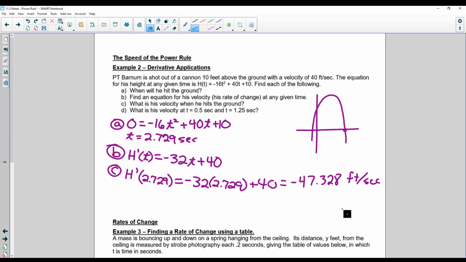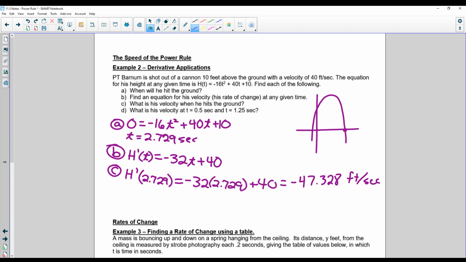By the way, it should make sense to you that it's negative because he's going downward when he hits the ground. It would be positive if he were on this part of the graph, but since he's on the downward part of the graph, the velocity is negative. That makes sense to me.